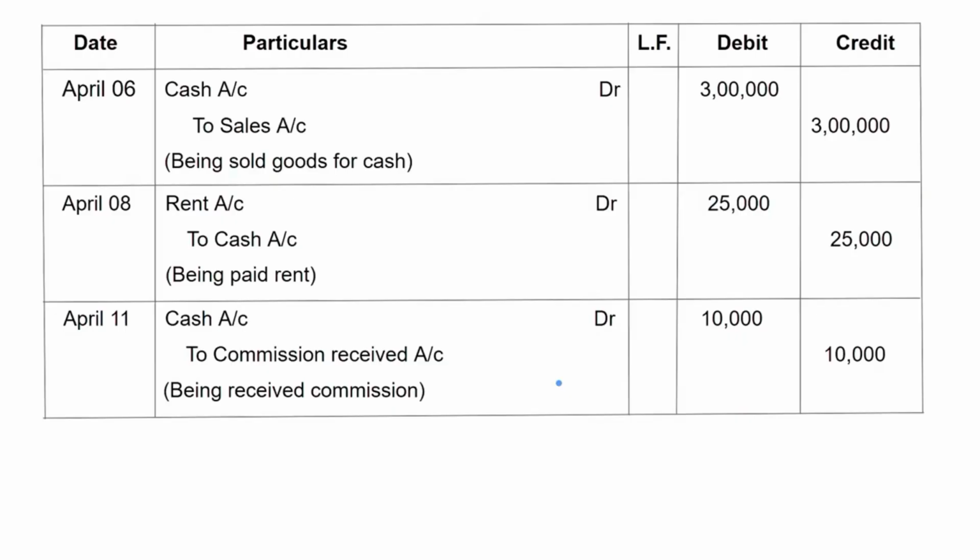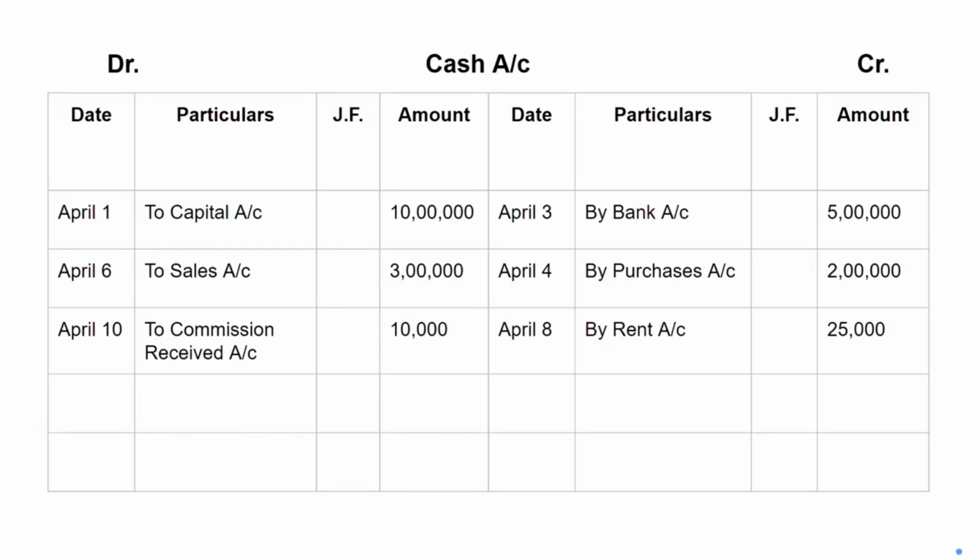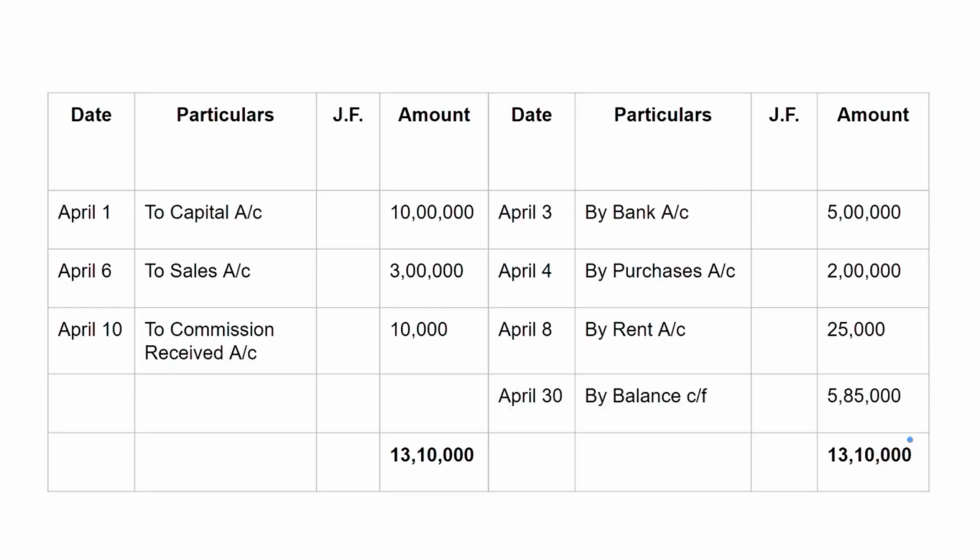Now we have recorded all the transactions from the journal. Now let's close the accounts. This is the cash account and the total is 10 lakh plus 3 lakh plus 10,000. It is 13 lakh 10,000. So here the balance is 5 lakh 85,000 and we record it on end of the month April 30th by balance carried forward, and the next month when we open the account we record it as on 1st May to balance brought down and the amount is 5,85,000, and we record other transactions similarly for the next month.